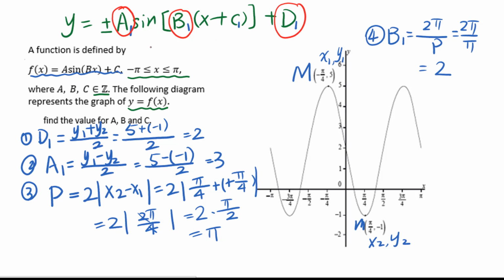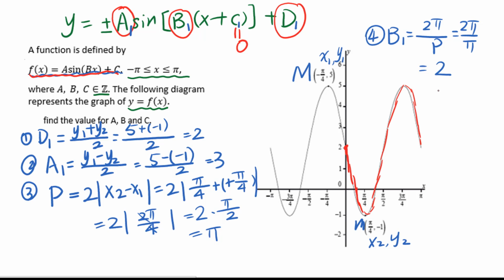Then let's check back the pattern for this question. This is f of x equals a sine bx plus c. There is no horizontal translation, which means c1 equals 0. If c1 equals 0, the graph starts from the y-axis. Therefore, from the y-axis, we will draw this pattern.